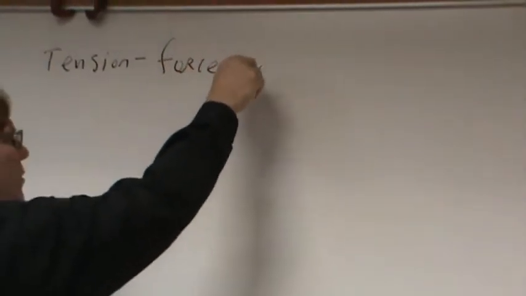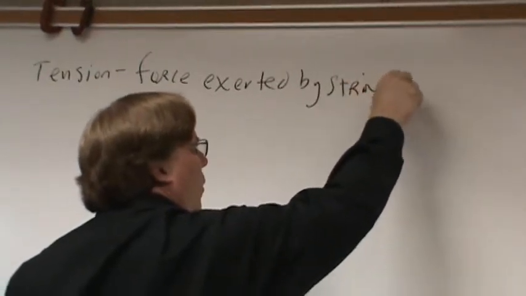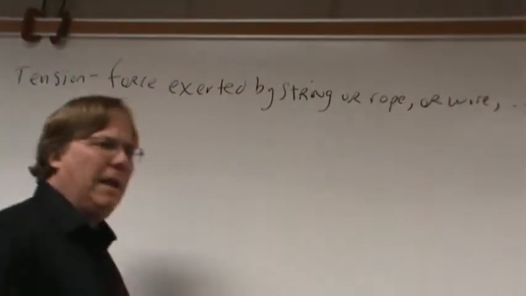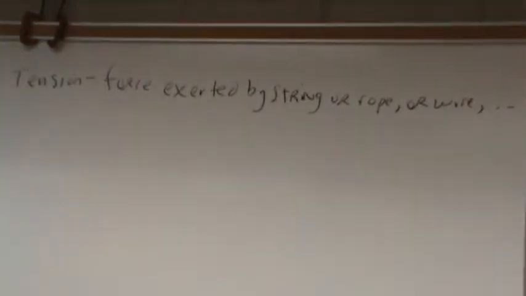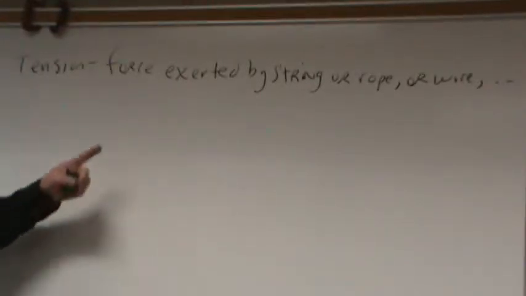Force exerted by a string or rope or wire, etc. Anything where it has to be taut in order for it to exert a force. A wood 2x4 is not an example of tension because although you can attach something to the end of the wood 2x4 and pull on it and move it, you could also push with that 2x4. The 2x4 doesn't have to be in tension to exert the force. It's solid. So tension only applies to things that have to be taut. Okay, great.